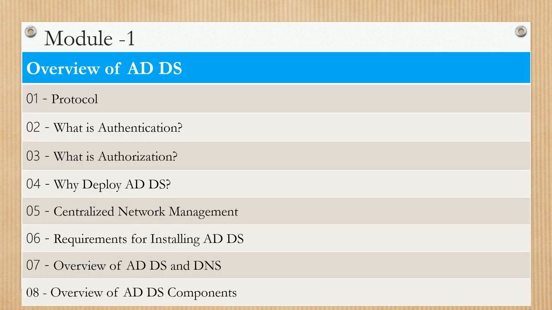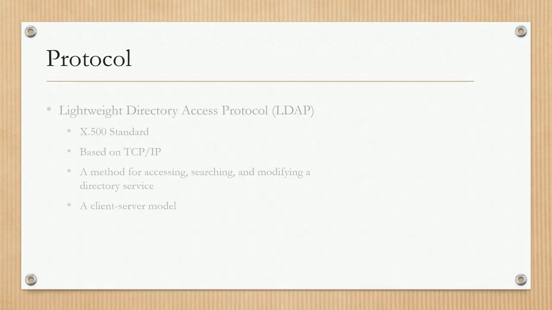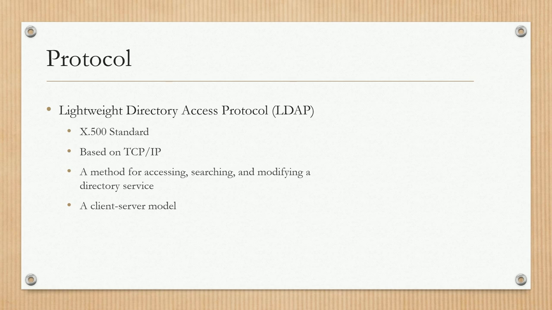The first point is the protocol. What are the protocols used for ADDS? It's the Lightweight Directory Access Protocol, that's called LDAP as well. The minimum version is the X.500 standard based on TCP, a method for accessing, searching, and modifying a directory service, and it's a client-server model. So LDAP is the main protocol which is used for the ADDS.